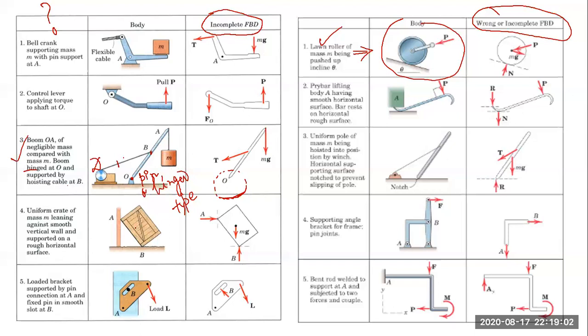Say here, a uniform plate of mass M is leaning against a smooth vertical wall. See, it is a smooth wall, so there is no friction. So the friction force for point A is 0, and it is supported on a rough horizontal surface. So this is a rough plane, so the frictional force here is not 0. But you can see here there is no frictional force added. So that's why this is incomplete. You have to make it complete.